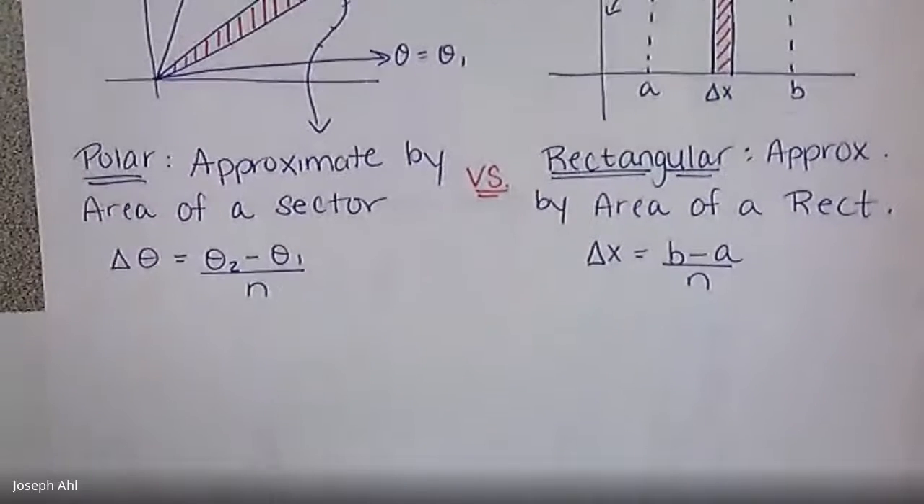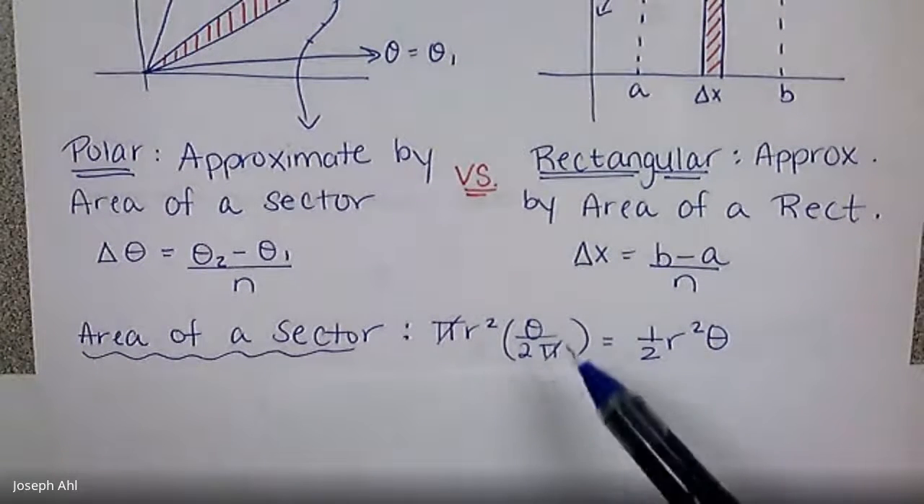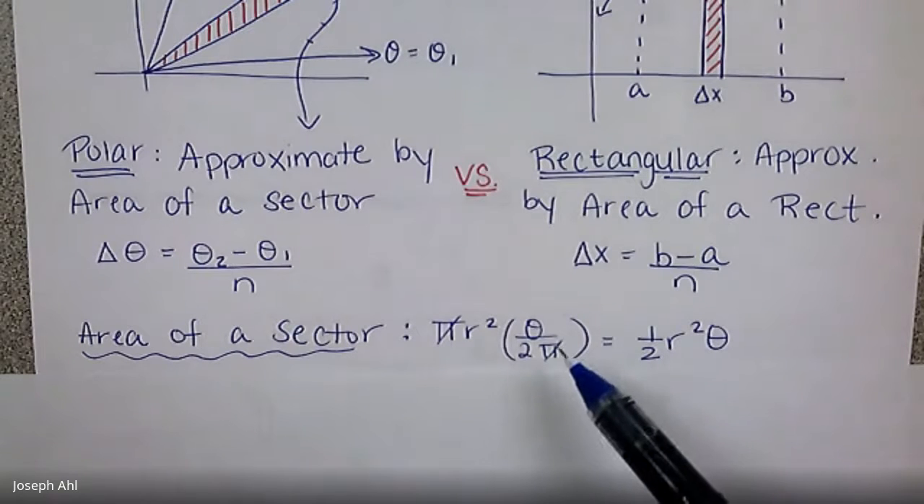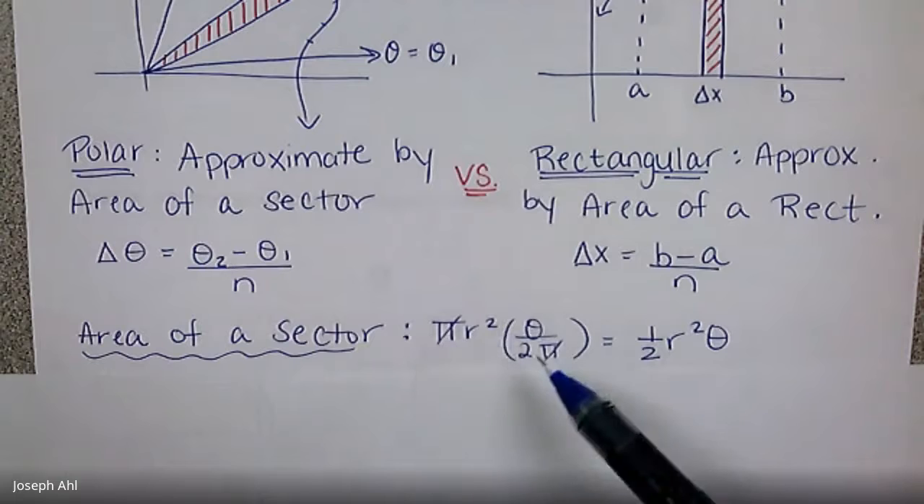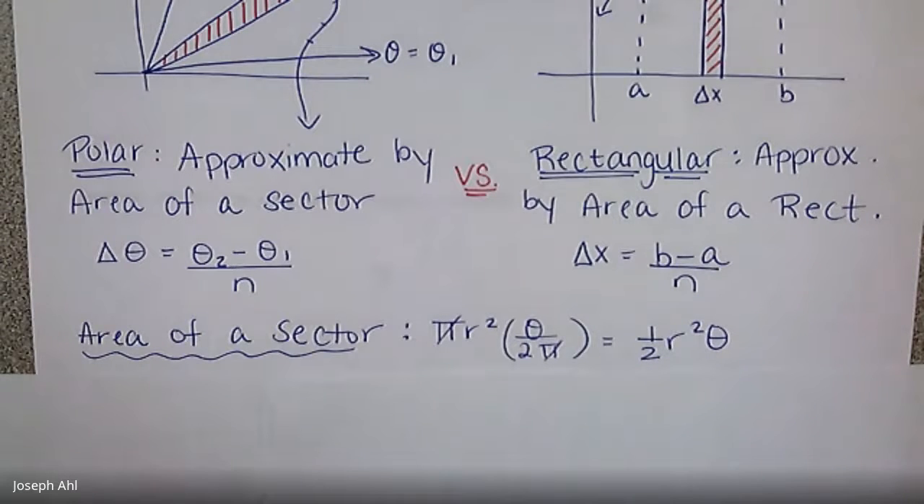So area of a sector is the following. It's pi r squared, area of a circle, times the fraction of the circle that we're looking at, so times theta over 2 pi. And nicely, things cancel here. The pi's cancel out, and we wind up getting the reduced form of the equation, 1/2 r squared theta.